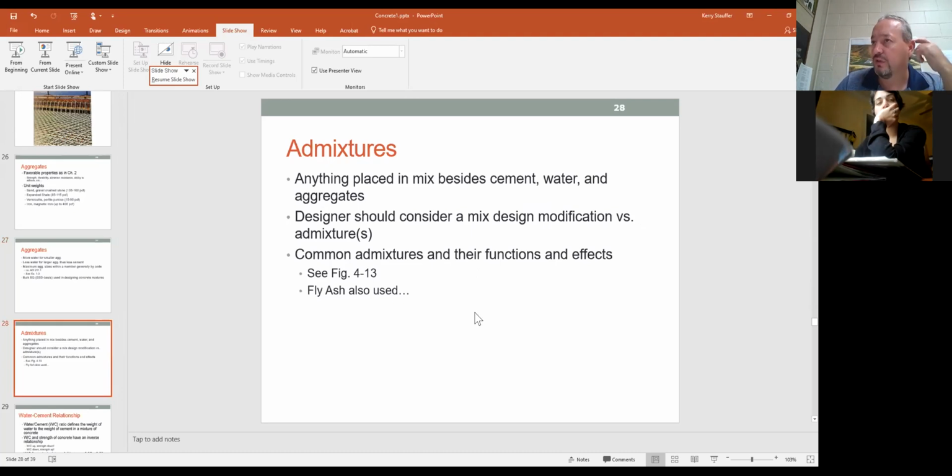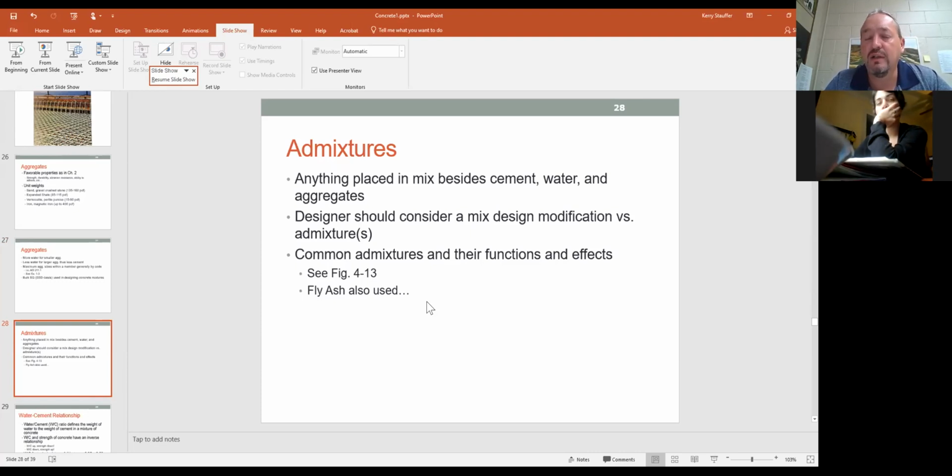All right, let's go over some admixtures. So anything besides the cement, the water, and the aggregates that we put into concrete would be considered an admixture. And there's really a couple ways, you can make mix design modifications, which would be how much cement, how much water, how much sand, how much gravel. And you can kind of get a different product. And I know we even talked about fly ash, which is actually an admixture. So there's several things that we can do.